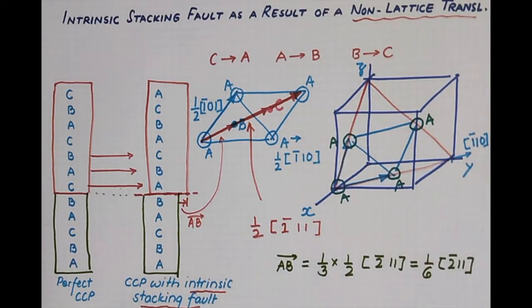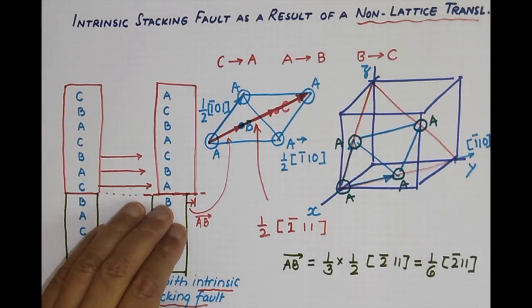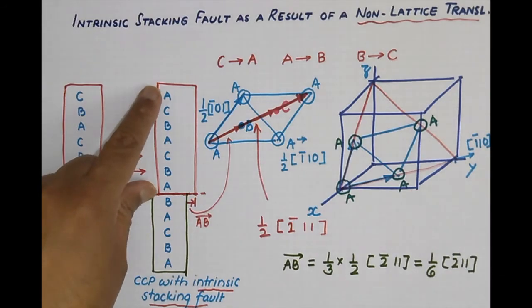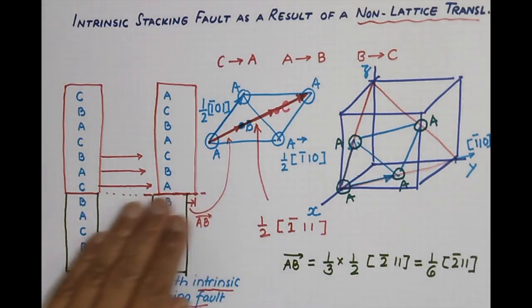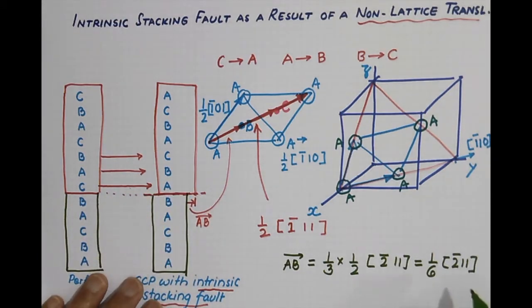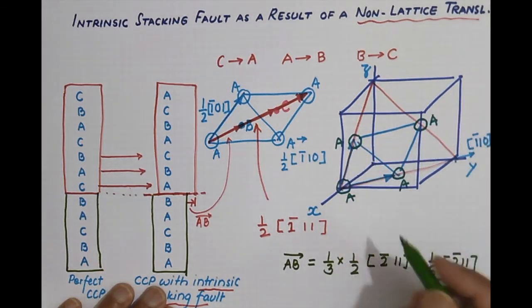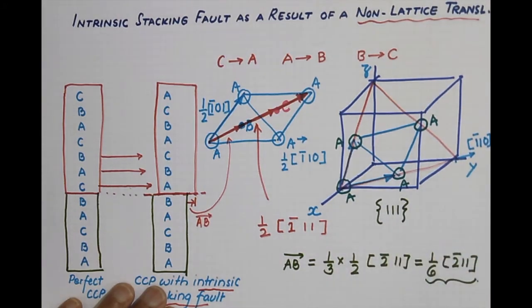Thus we can say that the stacking fault, the intrinsic stacking fault in a cubic closed packed structure is equivalent to translating one side of the crystal with respect to the other side across a 1 1 1 plane by this vector. Of course, we know that 1 1 1 plane is actually a family of 1 1 1 planes, and similarly this direction is also a family of directions.